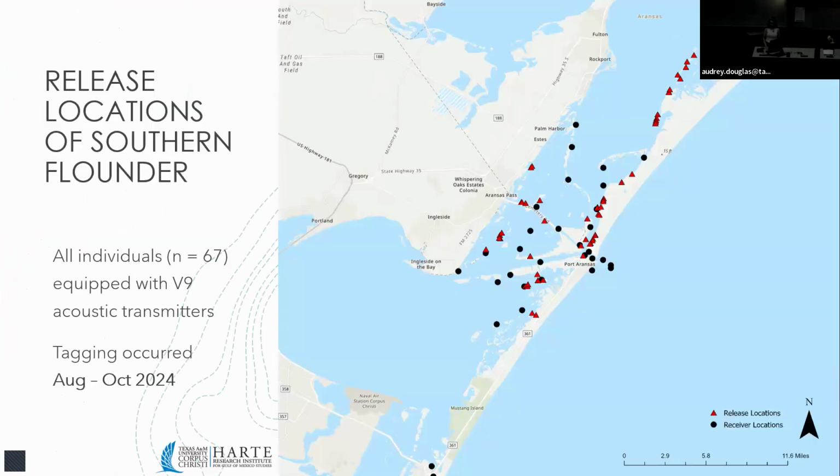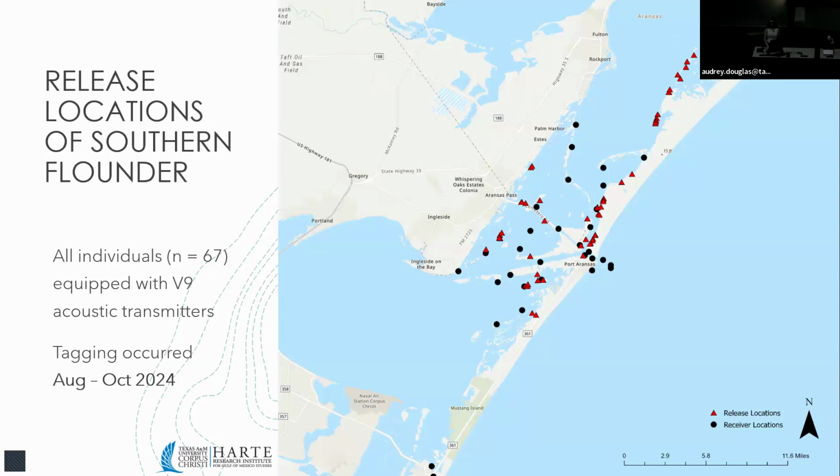So this project is actually already underway, and hopefully we're getting some detections as we speak right now. We tagged 67 different individuals from August to October of last year. Here on the right is a map of our release locations in the red triangles and our receiver locations in the black dots. So it gives us a really nice distribution within our study system, and hopefully we get lots of good data on those guys.